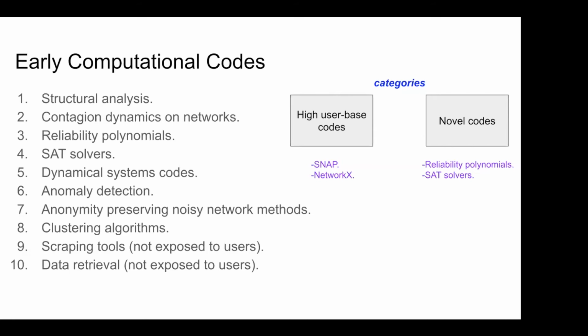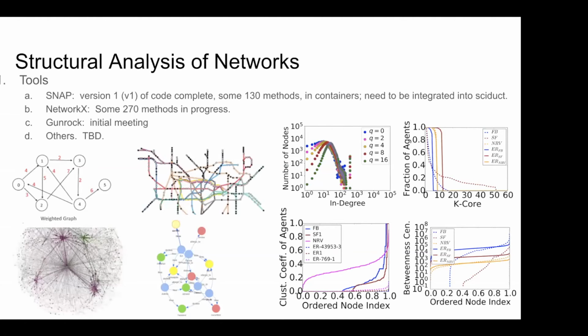Some examples of this are reliability polynomials and SAT solvers. You can download SAT solvers and run them on your desktop, but as far as we're aware, there's no cyberinfrastructure that has SAT solvers in it. These are useful because a lot of different problems can be reduced to SAT problems that can then be solved and mapped back to the original problem. So these are codes that we're dealing with right now and inserting into the system.